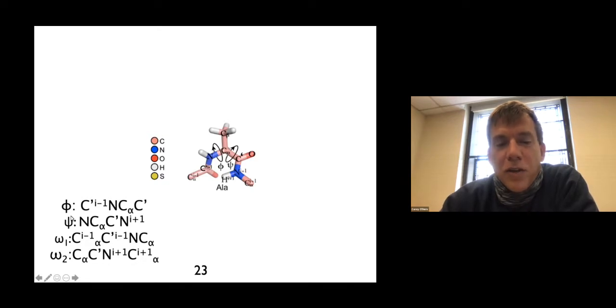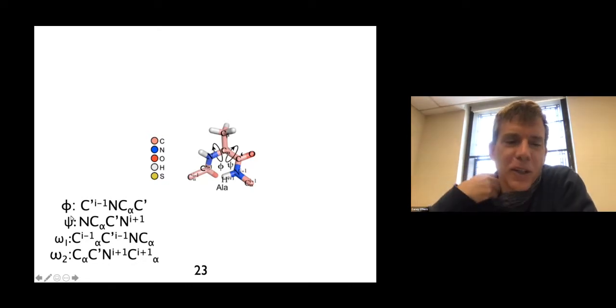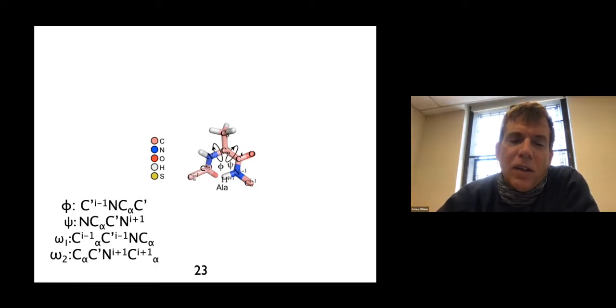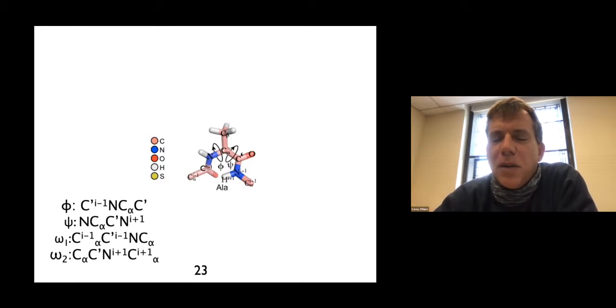And those are the ubiquitous, or the frequently discussed, phi and psi backbone dihedral angles. And then there are 2 other angles that you can define for 4 atoms along this dipeptide, and they involve 2 alpha carbons. So you can have the I-1 alpha carbon and the ith alpha carbon, or you can have the ith alpha carbon and the I+1 alpha carbon.